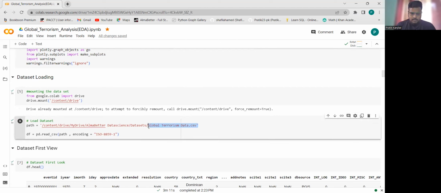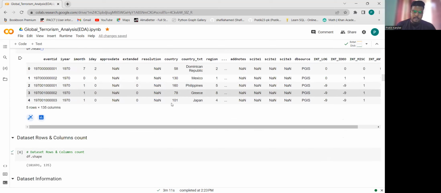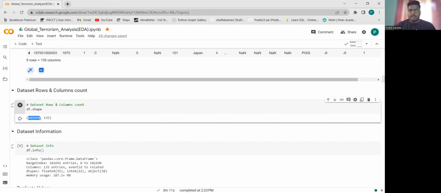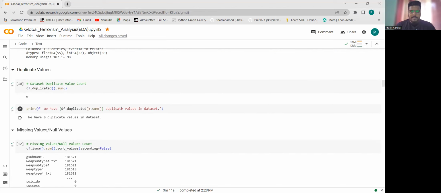This is the Global Terrorism CSV, the data CSV, and we have loaded this CSV into a Pandas data frame. A Pandas data frame holds a copy of the data within itself. So we can see over here, this is the data set we are going to play around with. We have 180,000 rows, as already said. These are the attacks, and these are the columns. And we have no duplicate values in this data set.